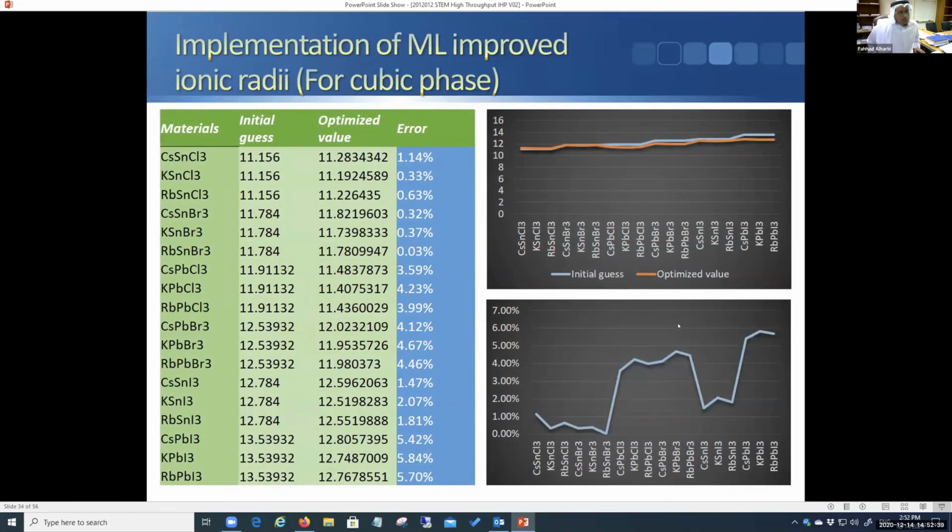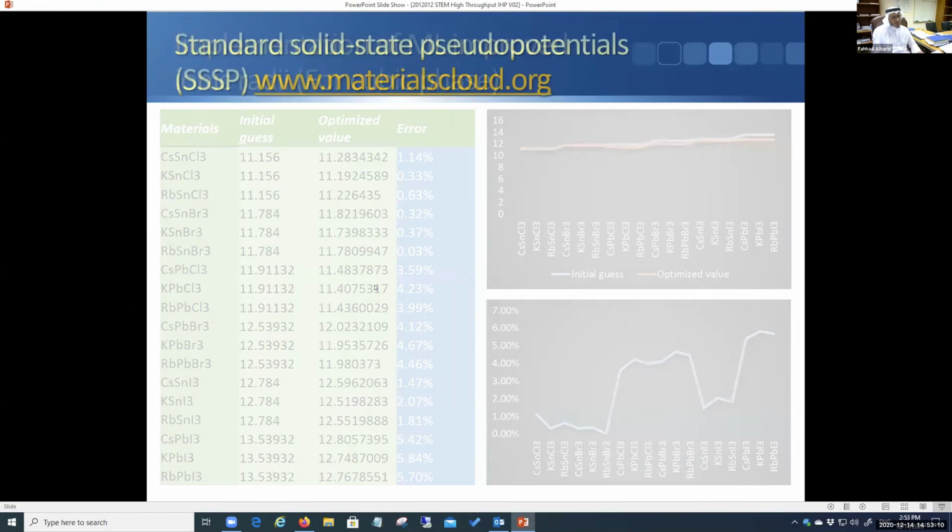This is just when we implement it for our work here. Based on the ionic radii we obtained, we put the initial guesses for the cubic phase. After we optimize the cubic phase, this is the optimized value. As you can see, the error in many cases is less than 1%. Actually, the mean error is about 2%, and in many cases we almost hit the optimized lattice parameter just using the machine learned ionic radii model that we developed.